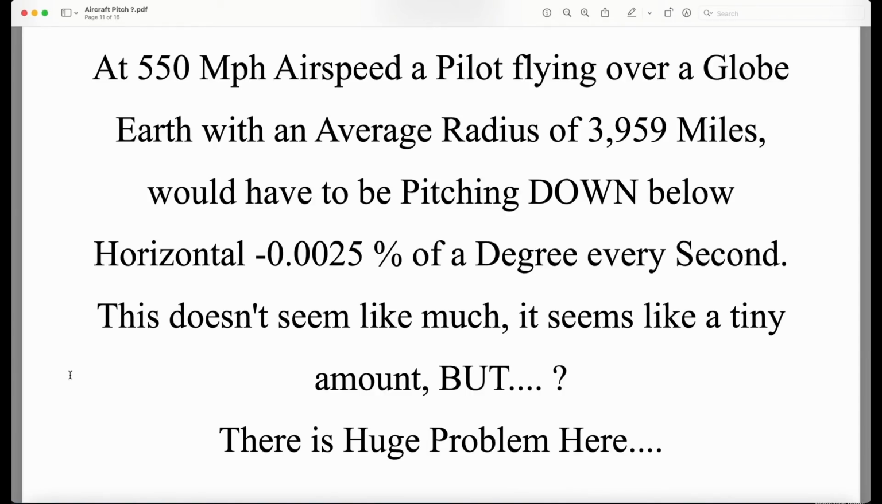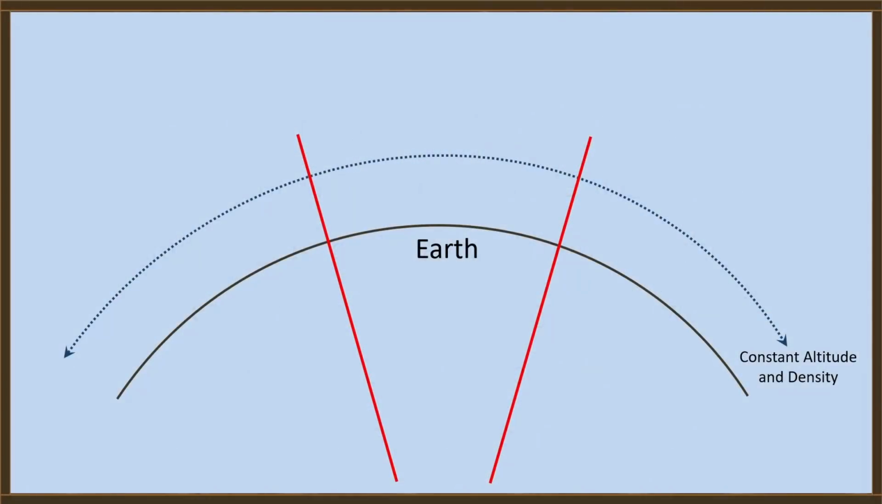Okay, at 550 miles per hour airspeed, a pilot flying over a globe Earth with an average radius of 3959 miles would have to be pitching down below horizontal minus 0.0025% of a degree every second. This doesn't seem like much, it seems like a tiny amount, but there's a huge problem here. Well, there's a small problem. You've done something wrong. What you're trying to do is figure out an angular velocity. You're trying to figure out angle alpha per second.